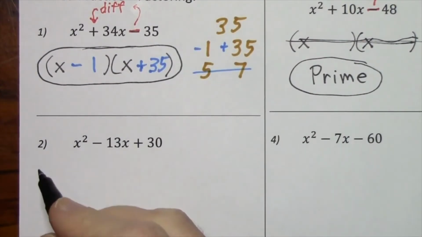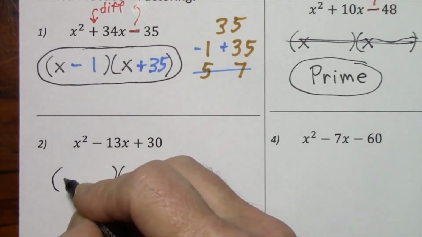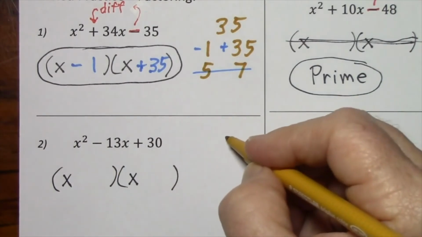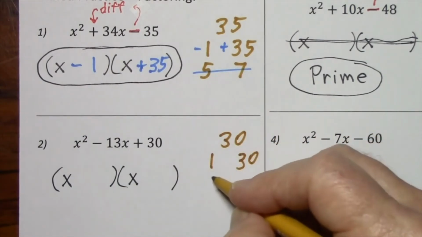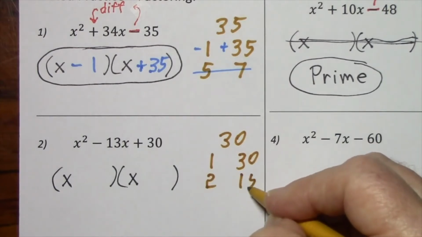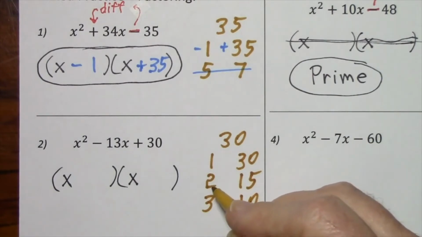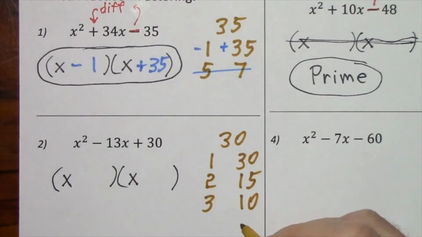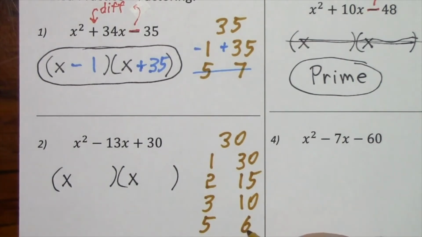Looking at number 2, for the x squared, we'll have x times x. For the 30, four won't work because if I double 2, that's an odd number. I can't cut it in half. 5 goes in. And then when I get to the next number 6, I already have it.